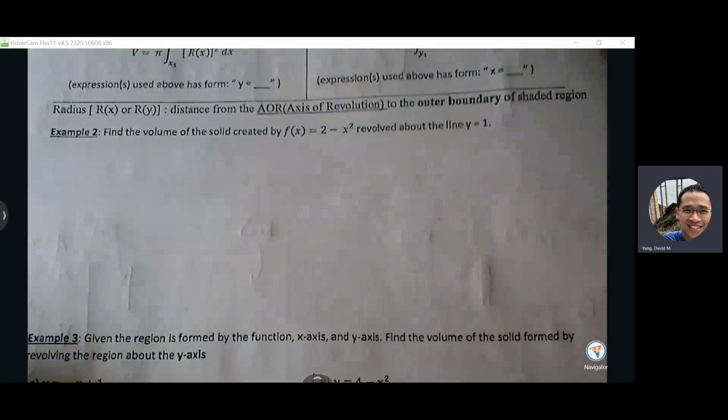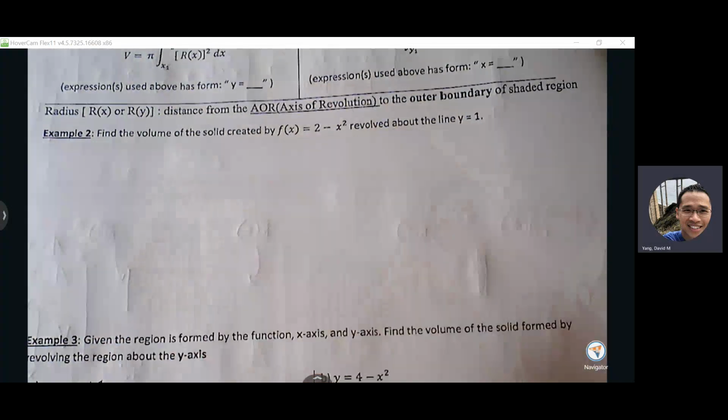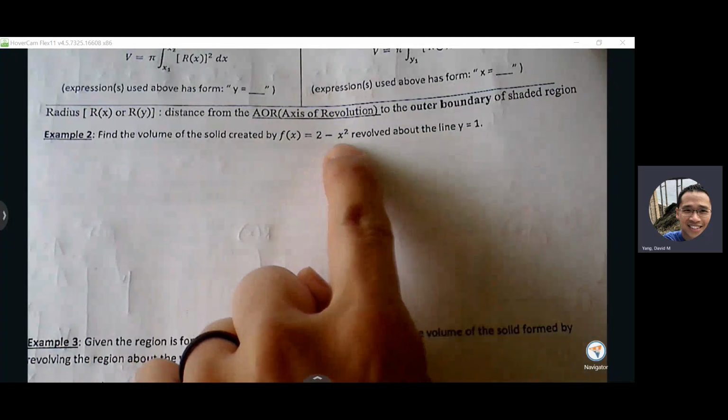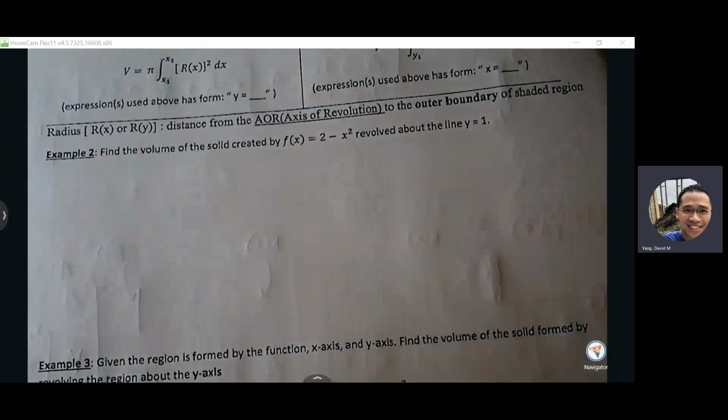All right, example 2, find the volume of the solid created by 2 minus x squared, revolving around the line y equals 1. So 2 minus x squared, that's just a parabola that's going to open down with a y-intercept of 2.